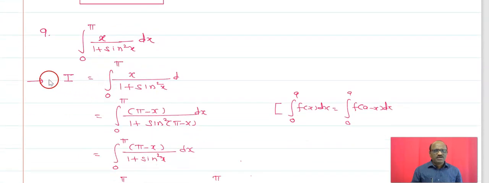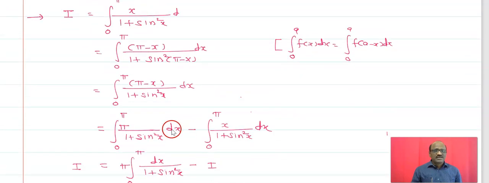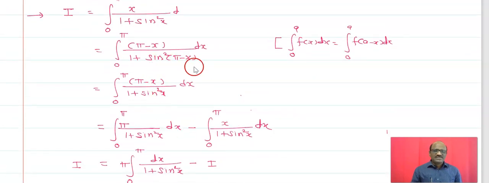Now the problem number 9, that is integral 0 to pi x upon 1 plus sin square x dx. Now again we will apply this property, integral 0 to a f of x dx equals integral 0 to a f of a minus x dx, and replace this x by pi minus x. The sine of pi minus x is sin x, but it is a square, therefore 0 to pi, pi minus x in the numerator and 1 plus sin square x dx.